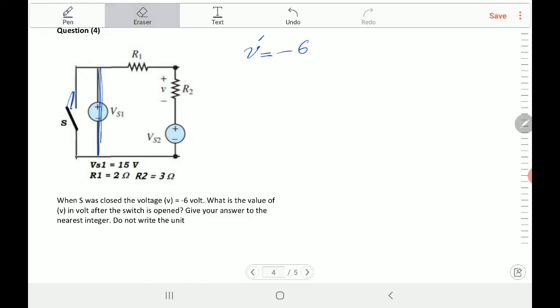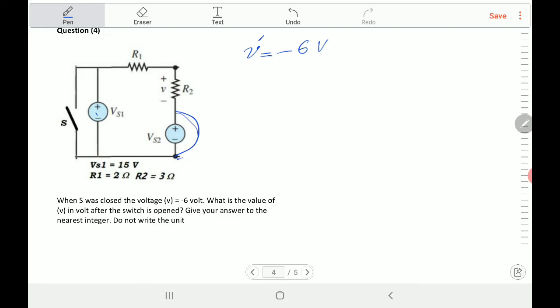Now let's assume that the switch is open. Once the switch is open and you want to find the voltage due to VS1, what should you do in superposition? You should short circuit this one to find the voltage across R2 due to VS1 only, because in superposition, you have to kill all sources except one source. In the beginning, this one was killed and the voltage was found to be -6 volts. And now the switch is open, so this voltage source will be applied while the other one will be killed.